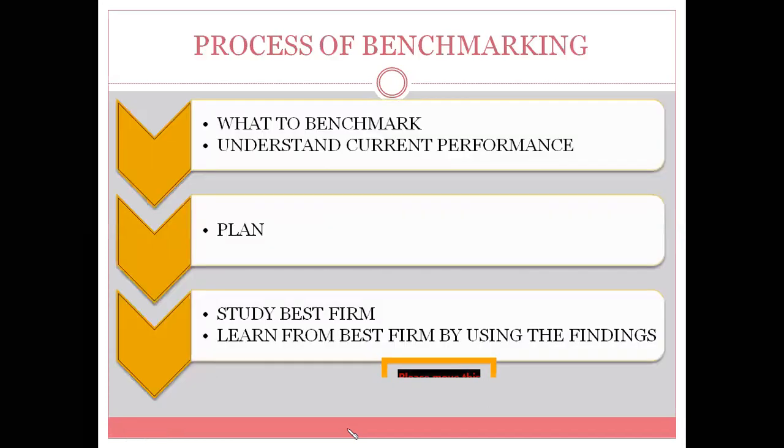Now a small topic about the process of benchmarking. It is divided into various steps. You just have to remember the key words, and you can write in your own words. First, we decide what to benchmark. Maybe customer service. We would like to compare the customer service of our company with that of the top company. Second, understand current performance. That means what is your performance now, for example how many customer complaints are you getting now. That is what you have to do: understand the current performance of your company.